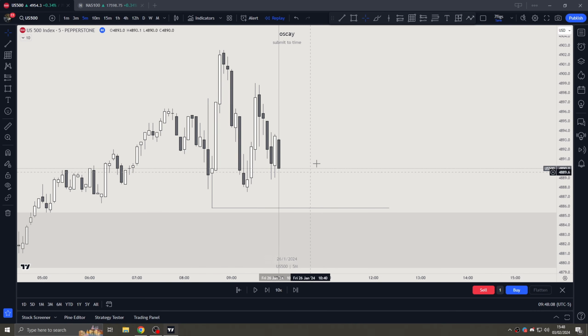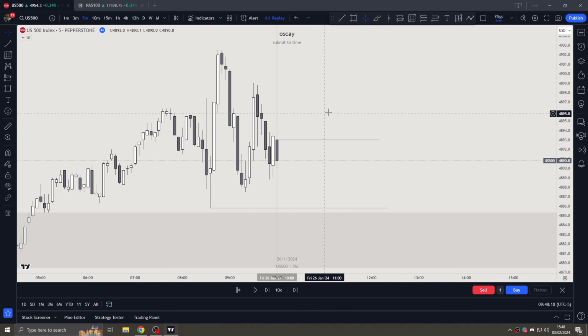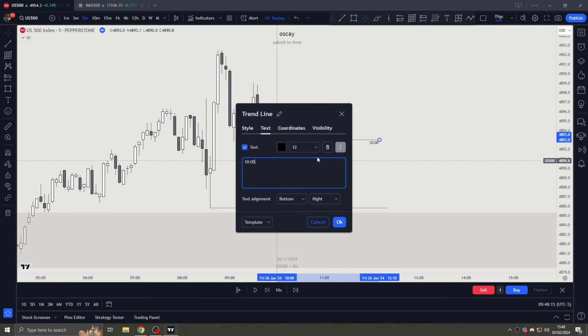The 10 o'clock opens. Let's mark out the open of 10 o'clock, because we want to buy under the 10 o'clock and sell above it. Easy as. So I'm marking the 10 o'clock open right here.